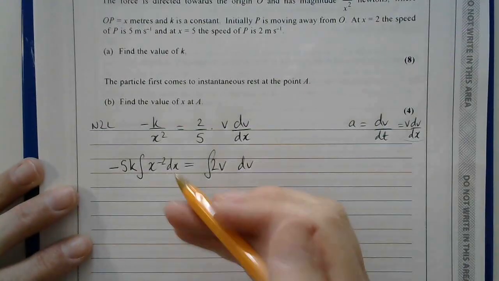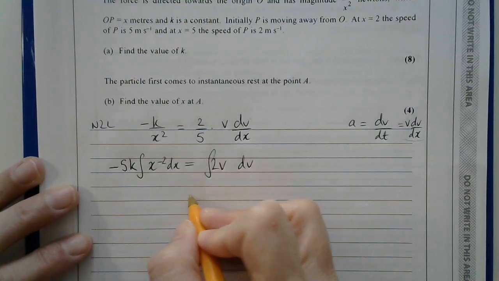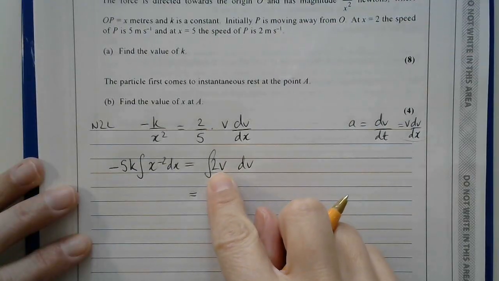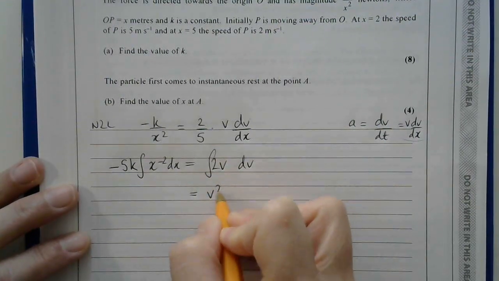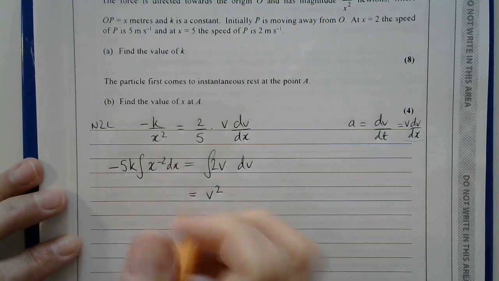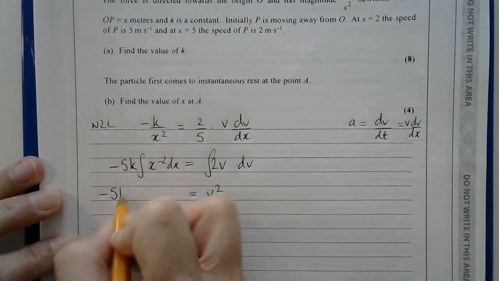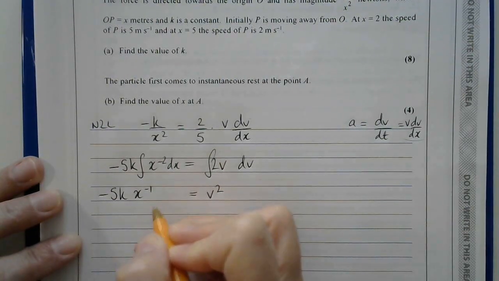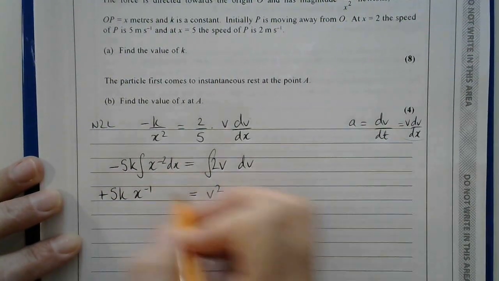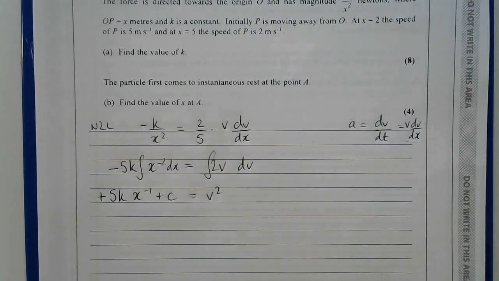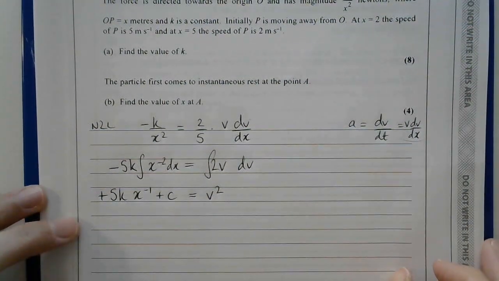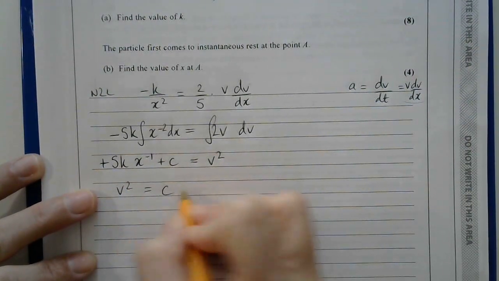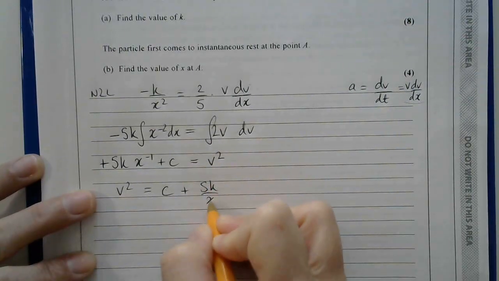So now if I integrate, then I will end up with here v squared, and on the left hand side I get minus 5k, add 1 to the power and divide by new power plus a constant. So now I know that v squared is equal to c plus 5k over x.